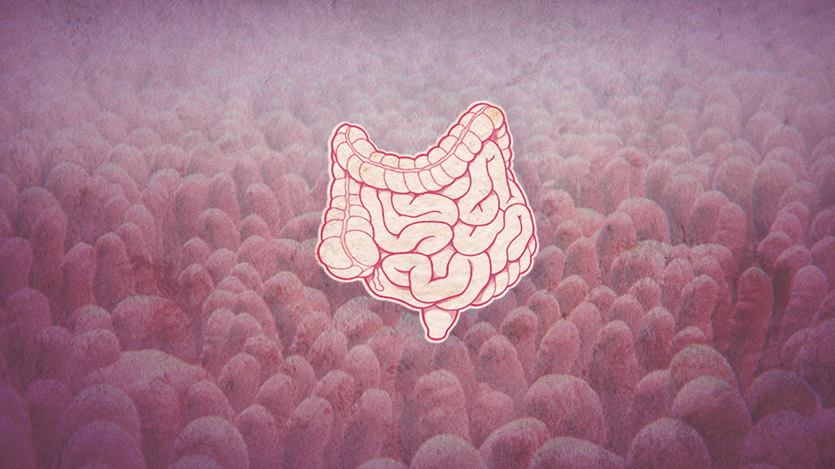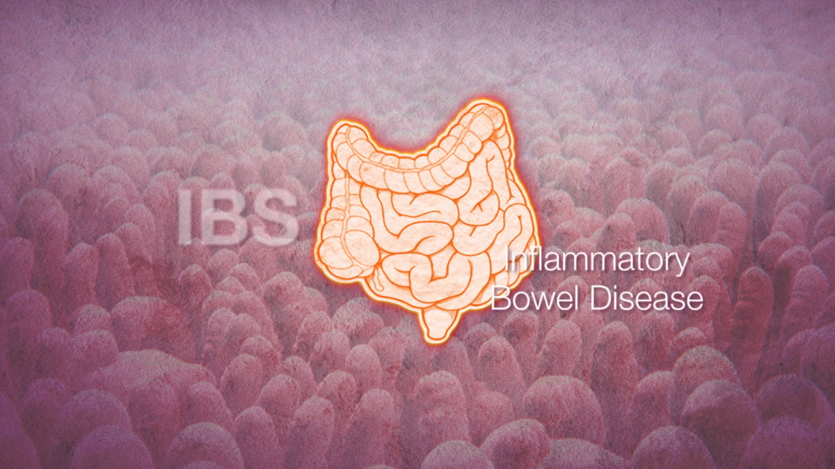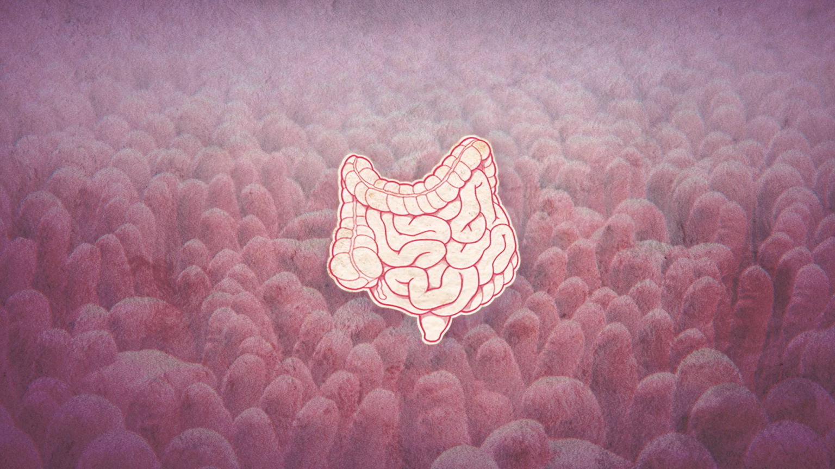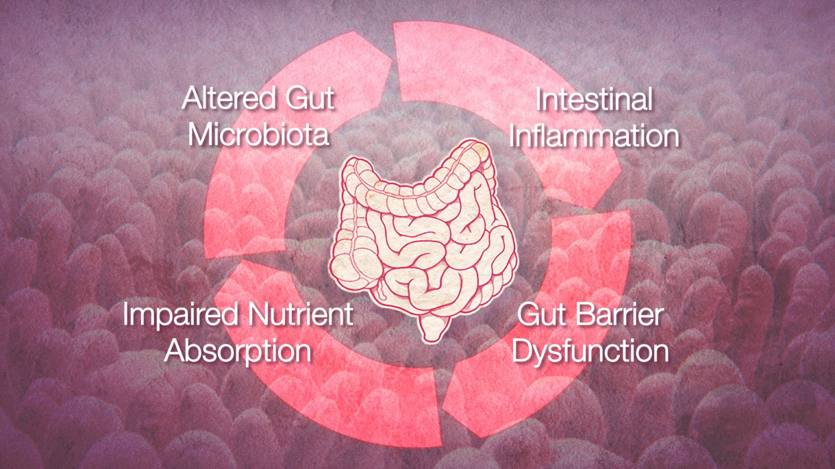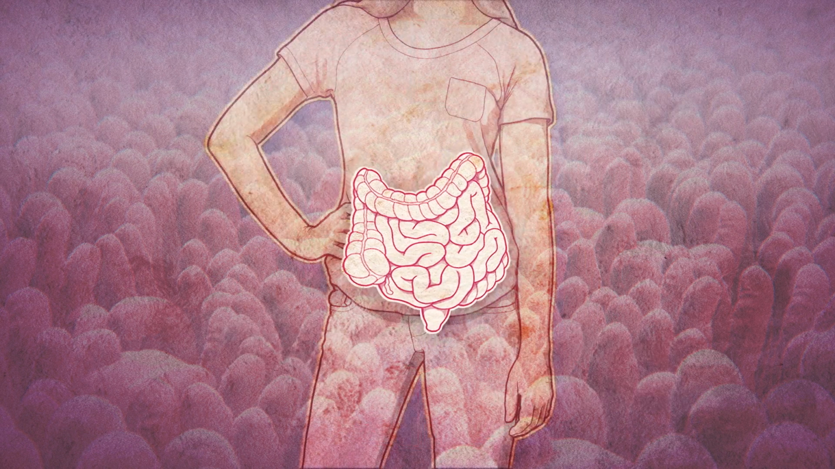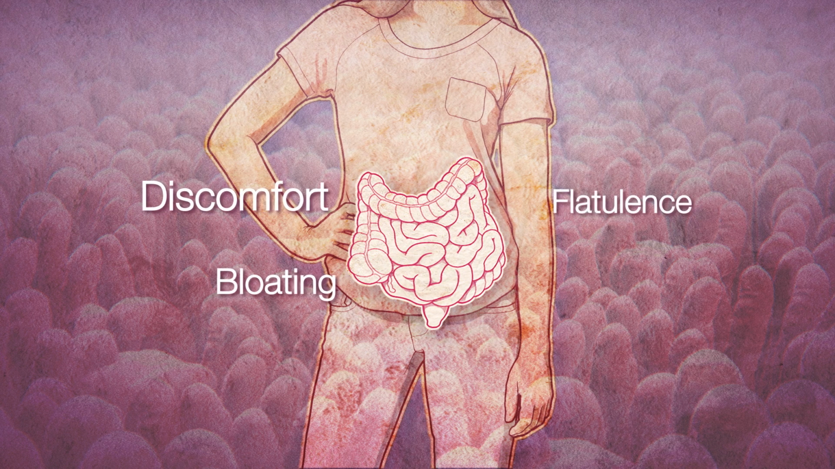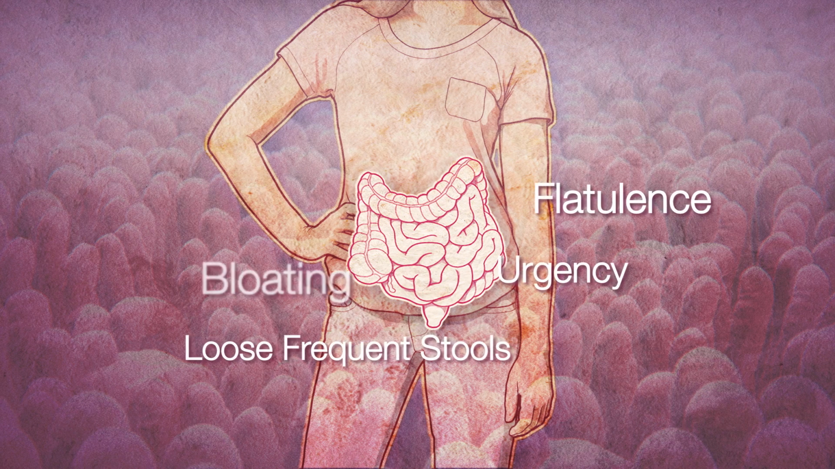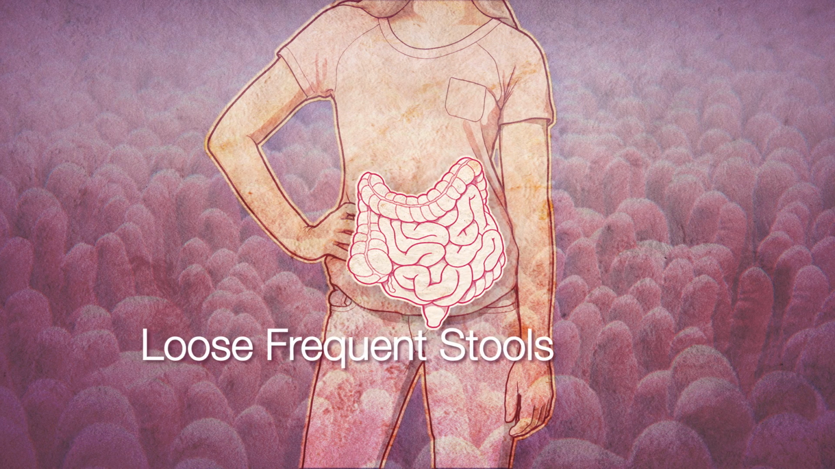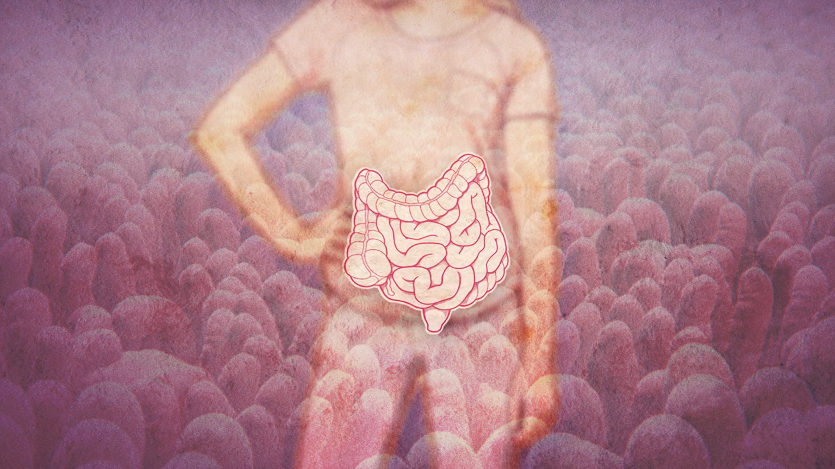Specific intestinal disorders like irritable bowel syndrome or inflammatory bowel disease cause a cycle of events, resulting in the breakdown of the intestinal gut barrier. This can lead to abdominal discomfort, bloating, flatulence, urgency, and loose, frequent stools. By stopping this destructive cycle, the mucosa is able to repair, strengthen, and heal.